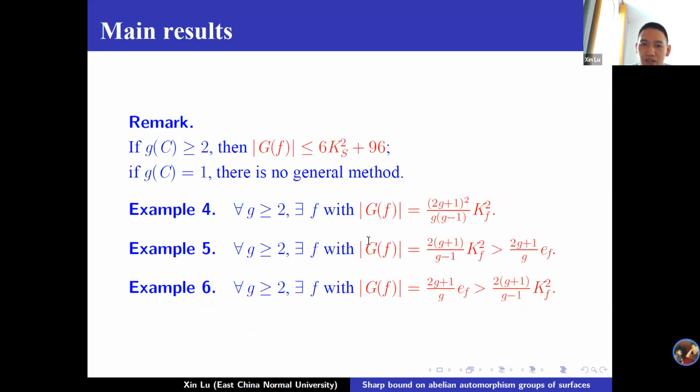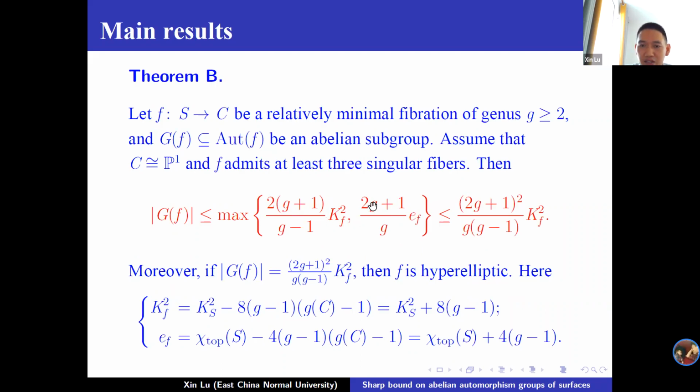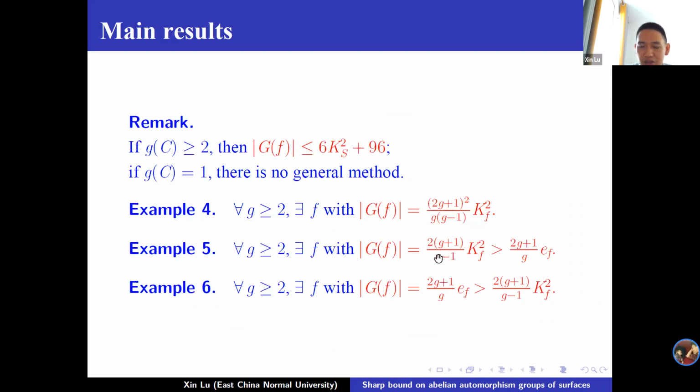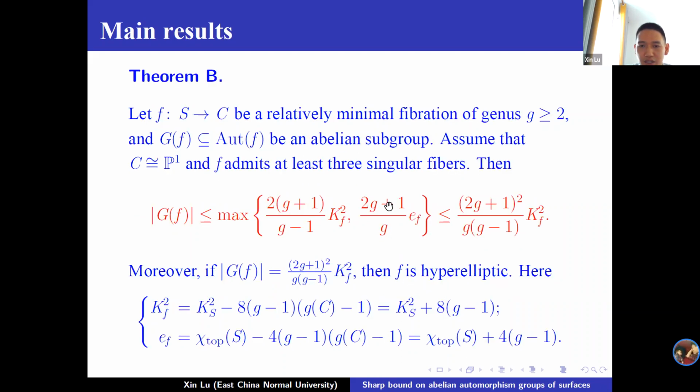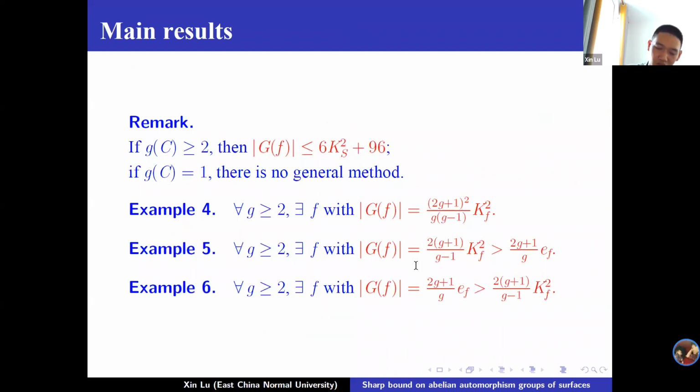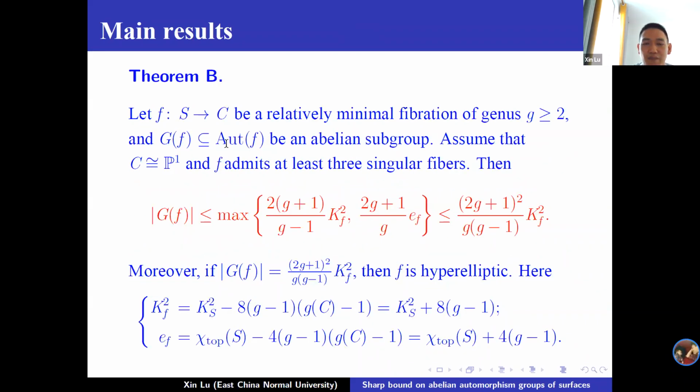is also sharp. That is, for any g, we can construct a fibration, and there exists an abelian subgroup whose order is equal to the first number and larger than the second number. And also we can construct an example such that there exists an abelian subgroup whose order is equal to the second number and larger than the first number. So our result on this fiber surface is also sharp.